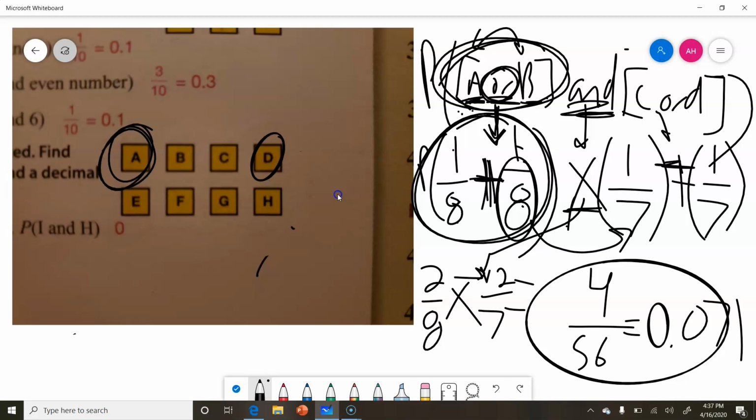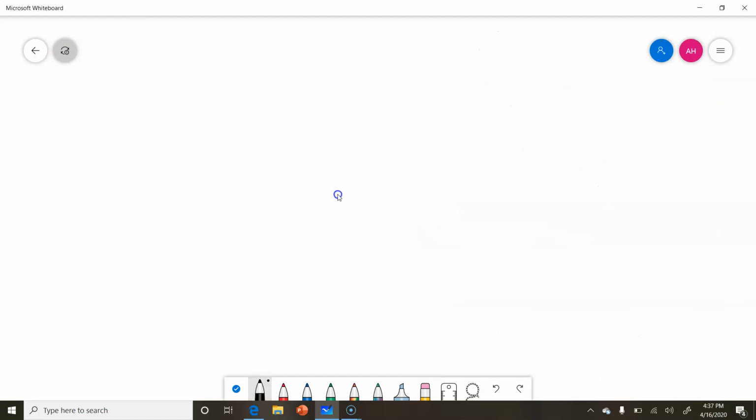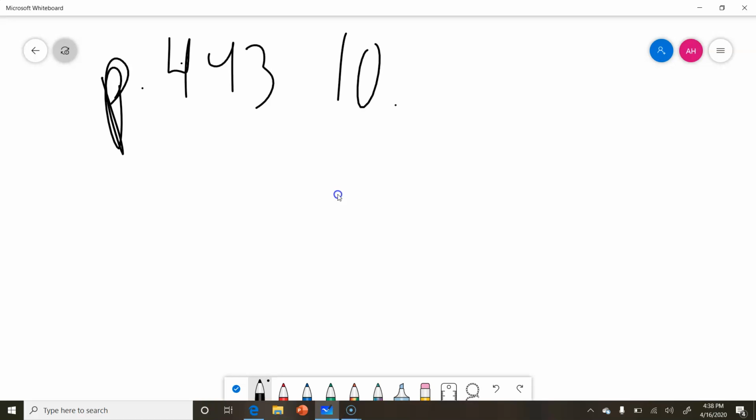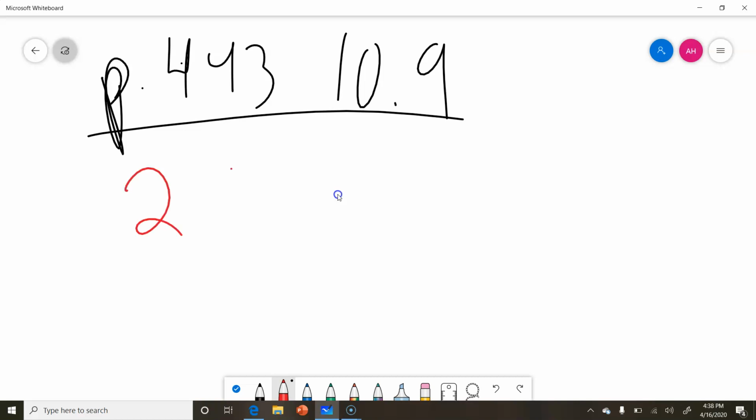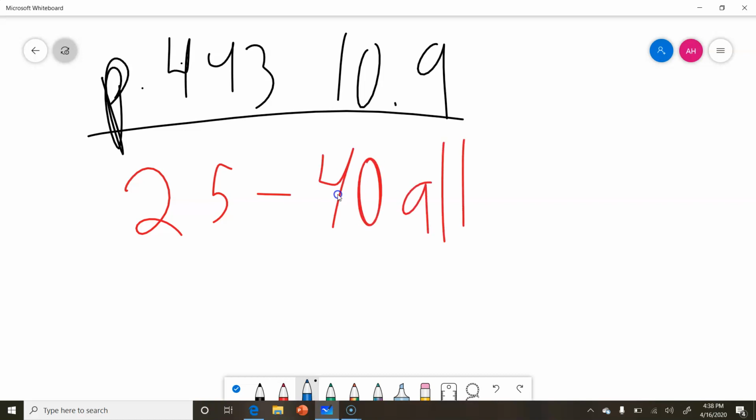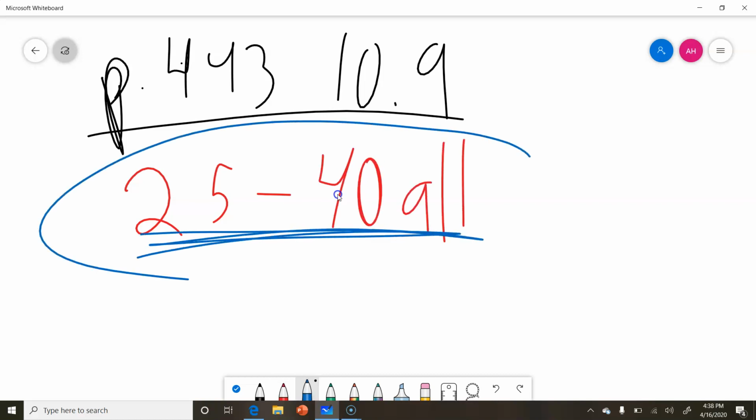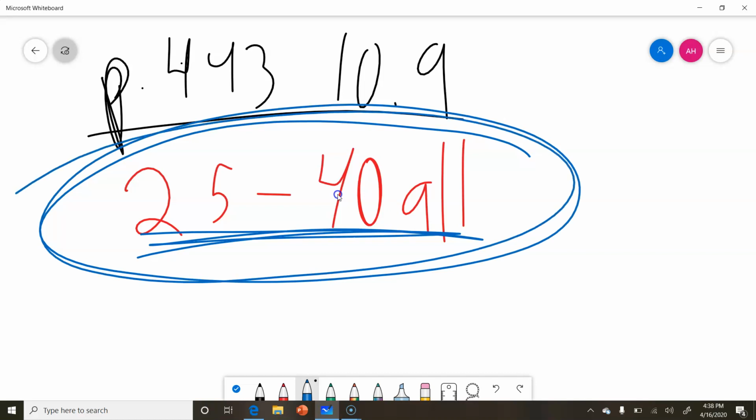I know some of the last ones that we're going to do for homework are a bit more of a challenge, but that's okay. Okay, so here's the homework for the weekend on this lesson. This is page 443, 10.9, and then we'll have our test coming up because it's our last lesson. We'll have a review and then a test. We're going to do 25 through 40 all. Okay, I believe in you guys. You can do it. A lot of this is review from our last lesson. So there we go, 25 through 40 all.